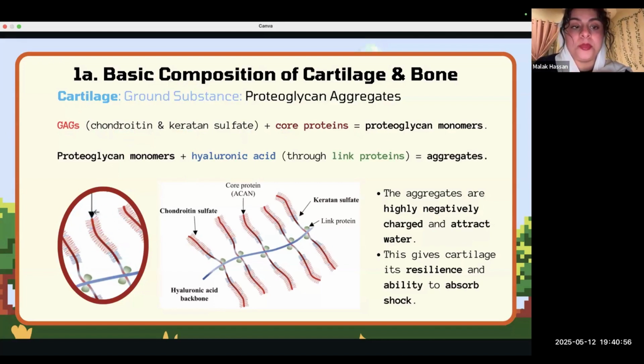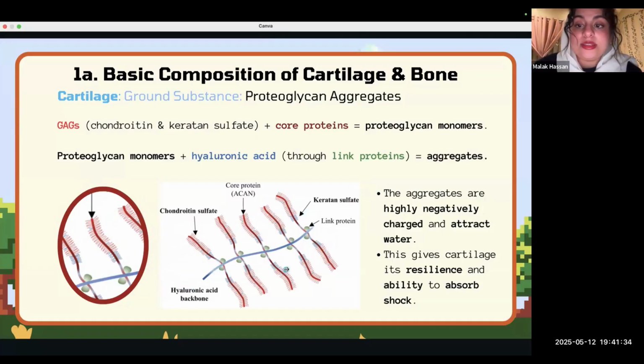Mono means one, right? So this monomer is just one part of the major picture, one part of the aggregates. A bunch of different monomers are going to come together through something called a link protein, like you'll see here, this green protein. Okay, same thing on this image. This green protein is called a link protein. So the monomers bind through the link proteins to something called hyaluronic acid. This is kind of like the backbone, like a skeleton. And these form the aggregates.